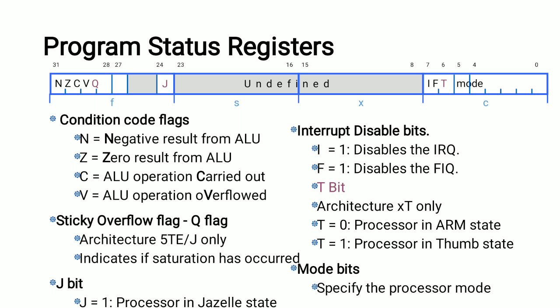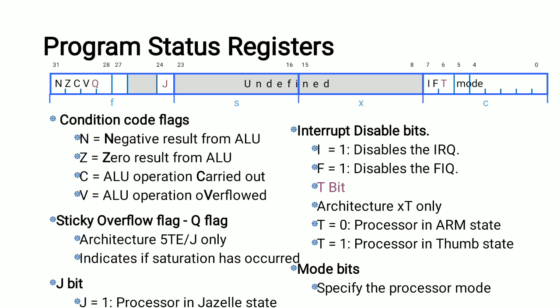Next we are going to see about the program status register. Here there is a 0 to 31 bit status register. Bits 28 to 31 are the condition code flags, which are N, Z, C, V and Q. Here N is a negative result from the ALU, Z is a zero result from the ALU, C is the ALU operation carried out, and V is the ALU operation overflow. These are the flag registers. Next, the sticky overflow flag is Q, which indicates saturation has occurred.